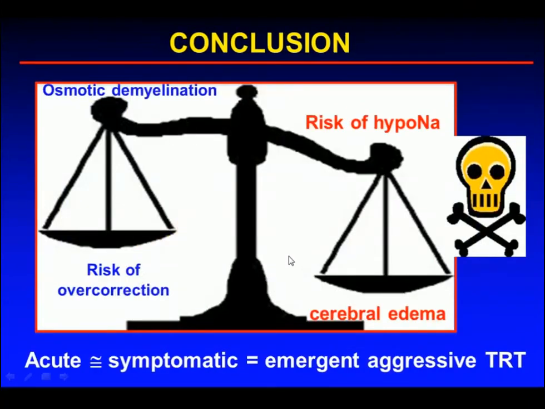So my conclusion is that for severe or moderately severe patients, the risk of cerebral edema is very important, much more important than the risk of osmotic demyelination. That's why the risk of overcorrection is not very important in this situation, and that's why we decided to recommend an aggressive treatment in this situation. Thank you for your attention.